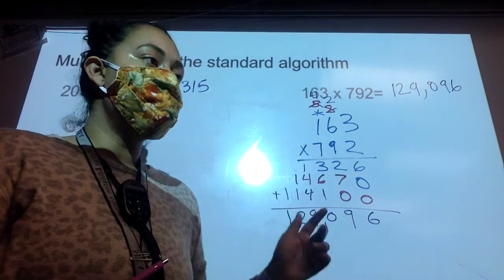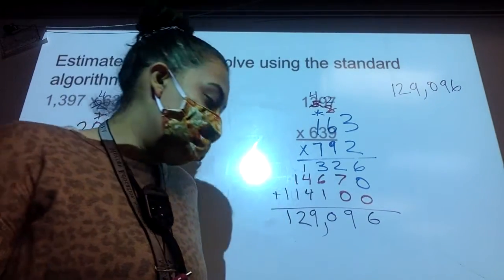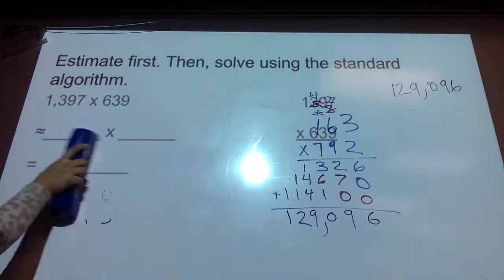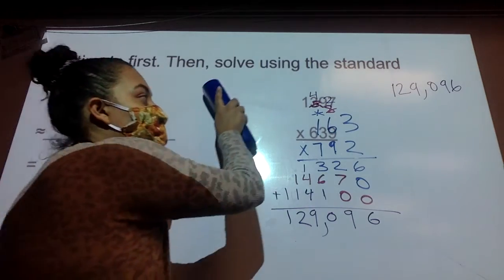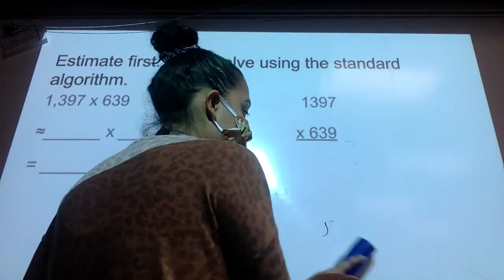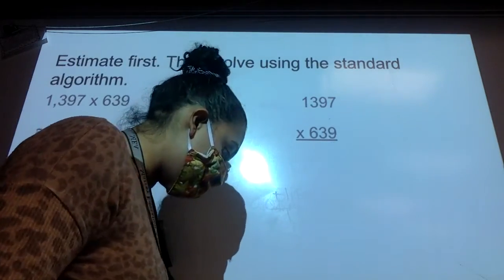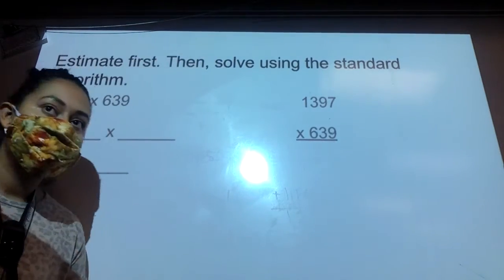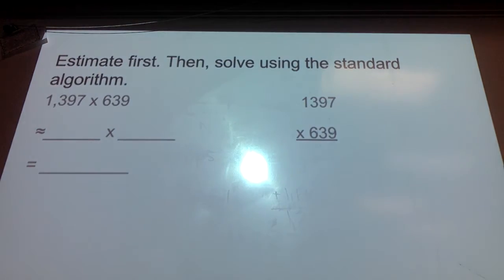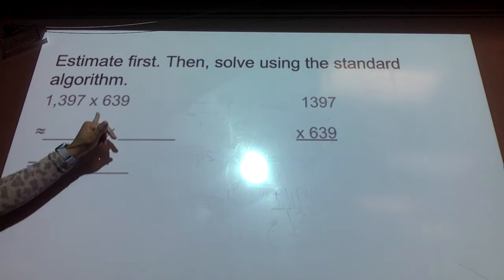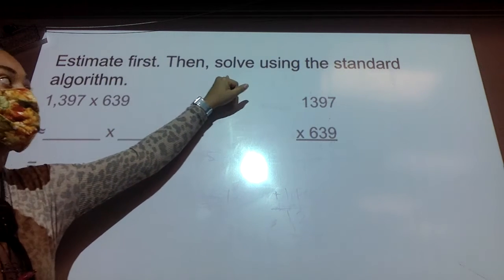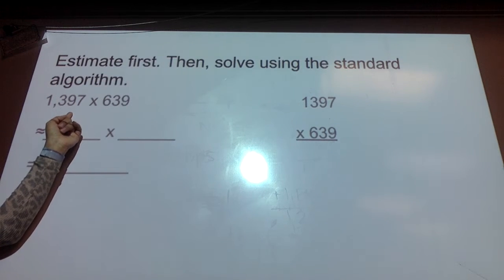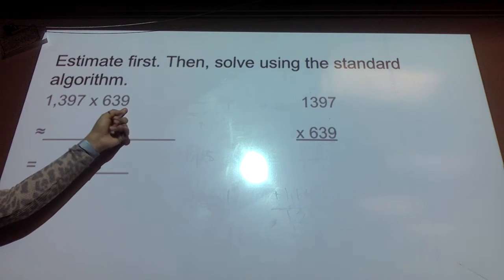Okay, so some of the problems on your test will look like these. Another problem will look like this, where you're going to estimate and then multiply, okay? So we're going to round and then check our answer with our estimated product. So checking our product. Remember, product is the answer to a multiplication equation. Read the instructions. Estimate first, then solve using the standard algorithm. So we have 1,397 times 639.